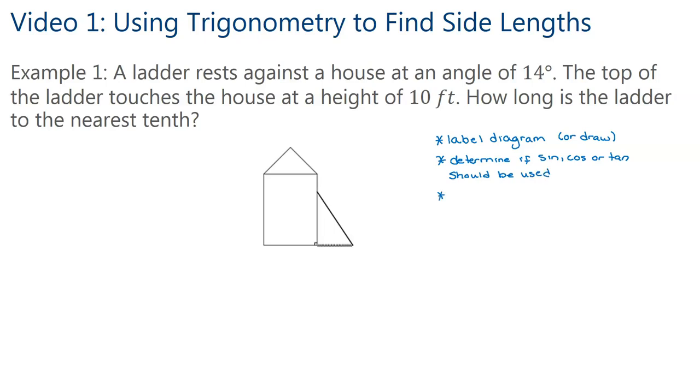And when you know which one you're going to use, you can just plug in your values into your ratio. So set up your ratios, the next step. You can use your SOHCAHTOA to help you do that. And once your ratio is set up, you're going to have to cross multiply to solve for x. The last point is a reminder. Make sure your calculator is in degrees.